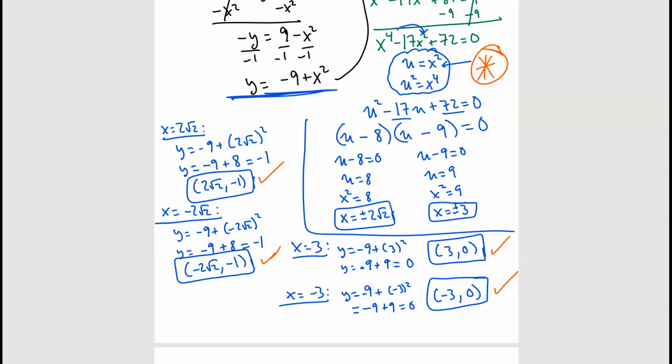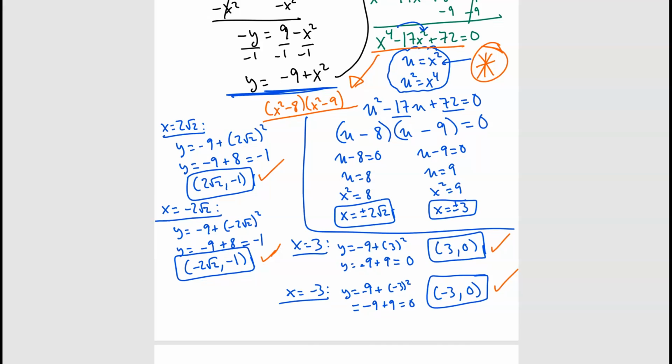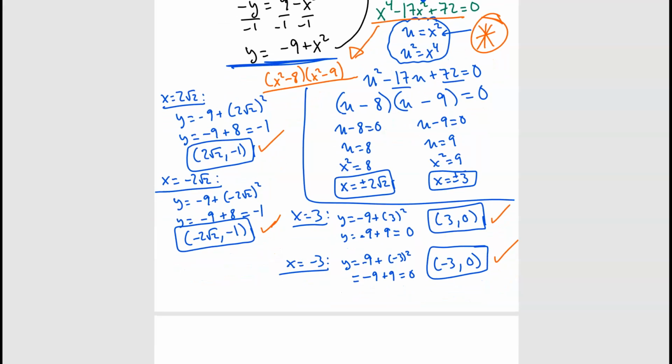Now, you could have immediately just factored this if you wanted to, without using the u substitution, just letting x squared minus 8 and then x squared minus 9, and just going directly from here. But if you need to use the u substitution, just go ahead and do it.